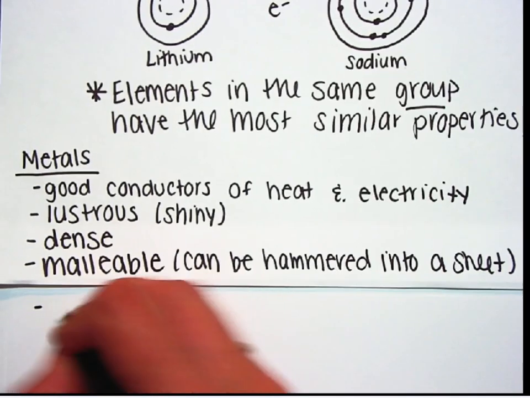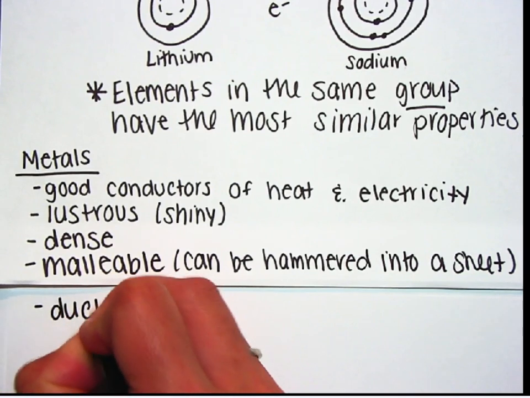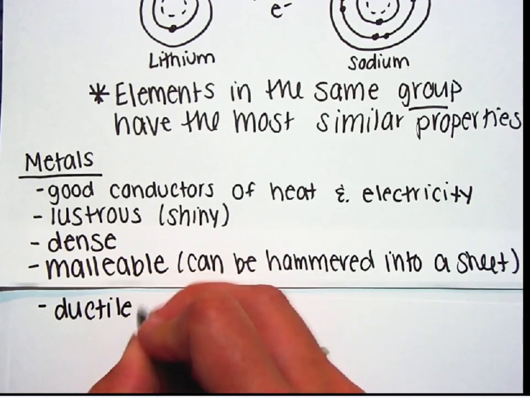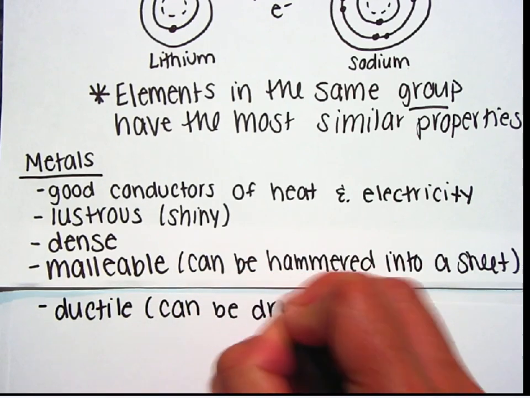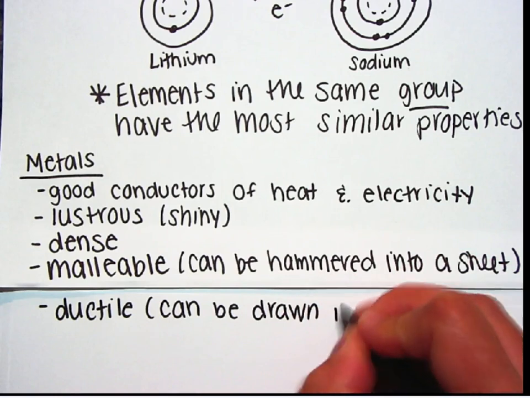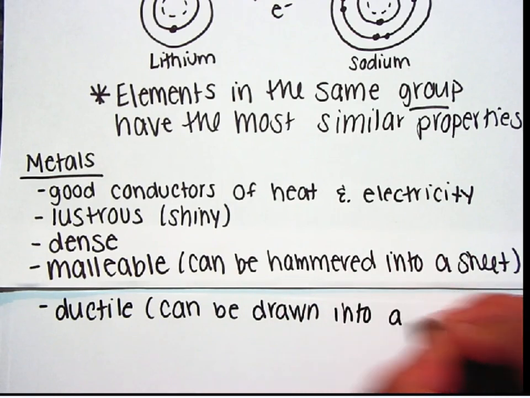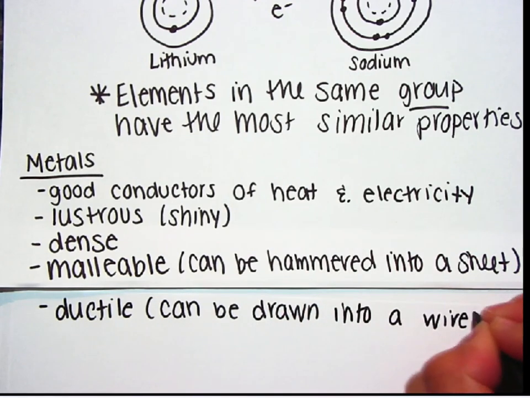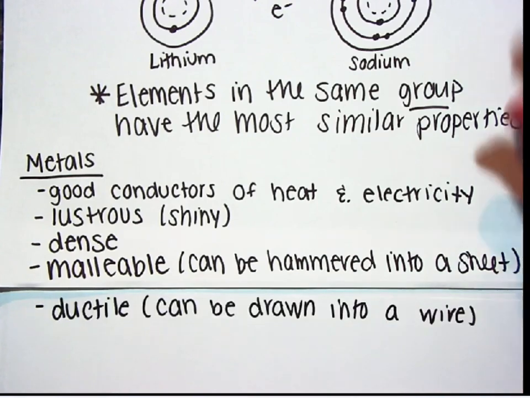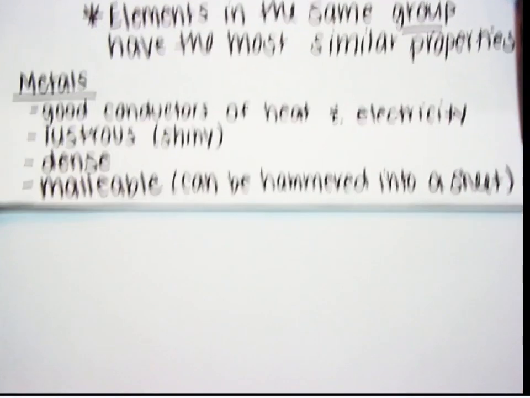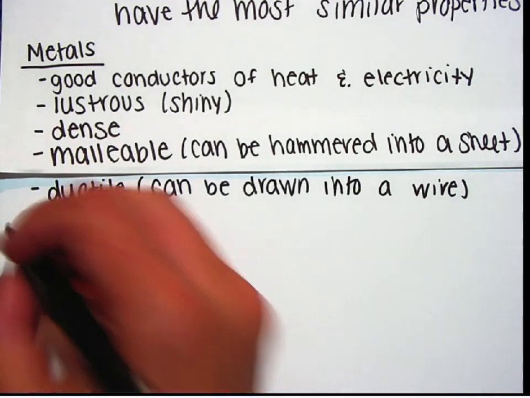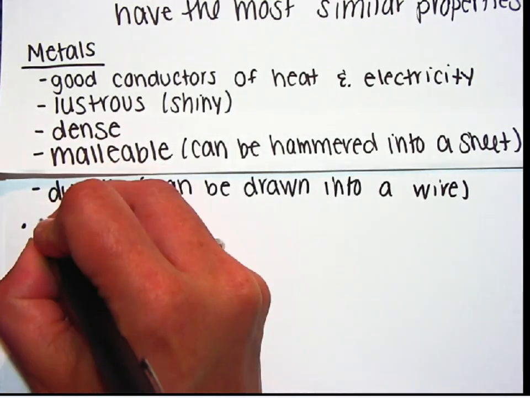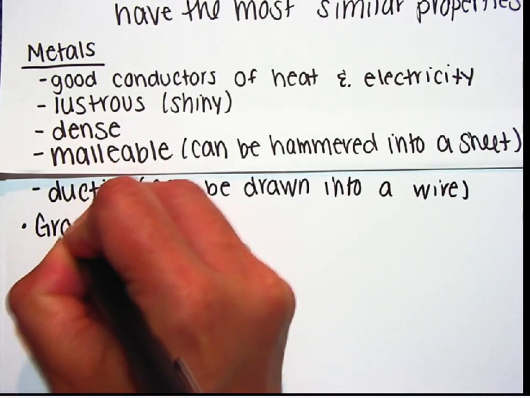Metals are also ductile. This means they can be drawn into a wire. So think about like a spool of copper wire. Metals can be drawn into a wire, and we call that property ductile. Those are the general properties of metals.